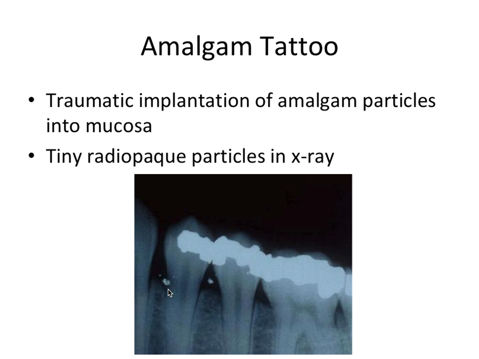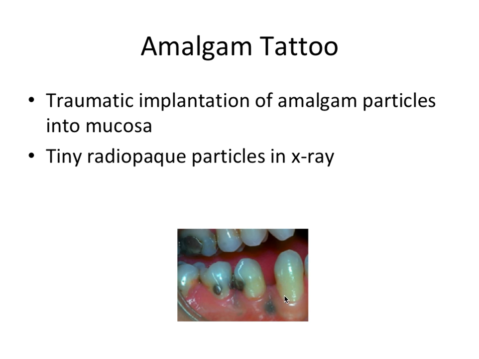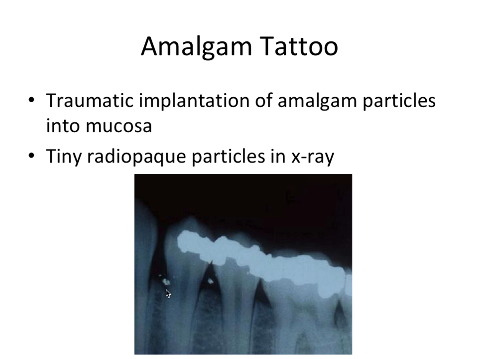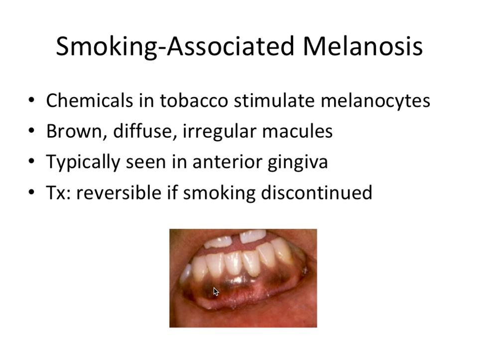Now, in a radiograph, they kind of look like these floating particles where the gums are. So you can confirm radiographically what you see clinically: oh, those are amalgam particles. This isn't something that we need to biopsy or think more about. This is completely benign and within normal.